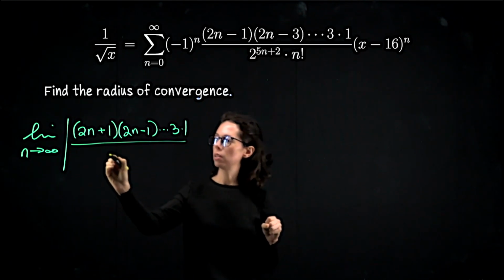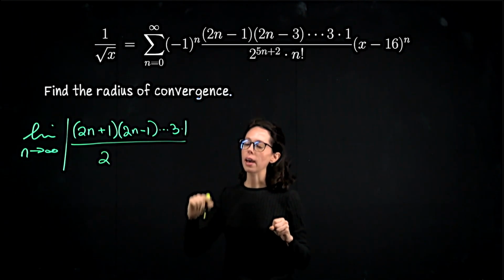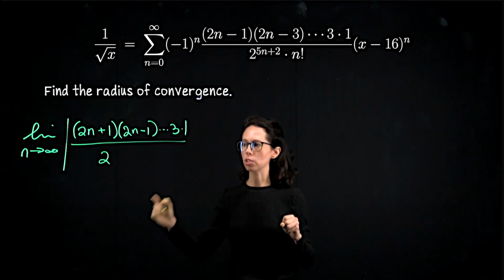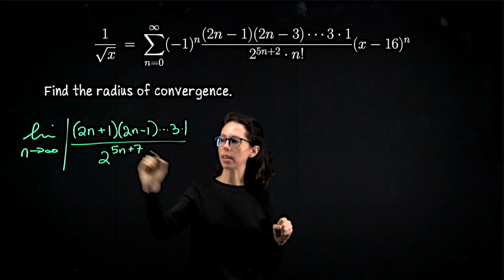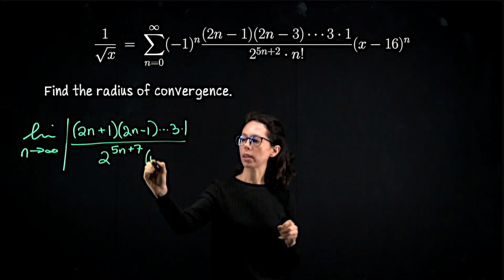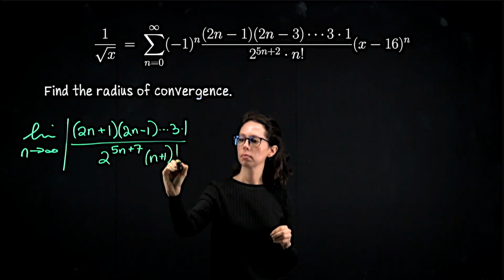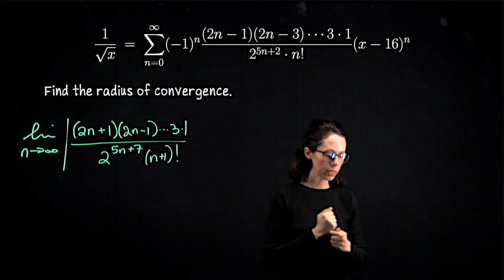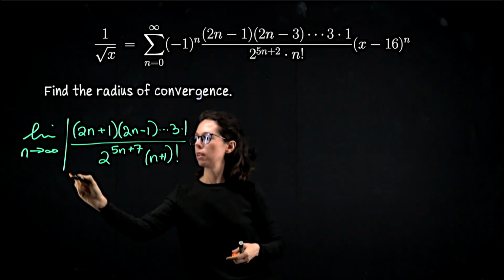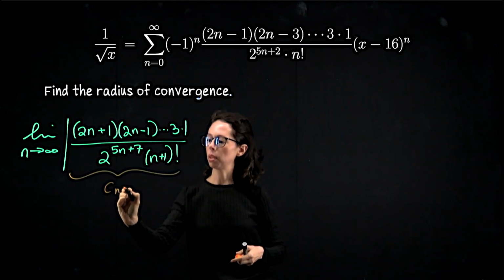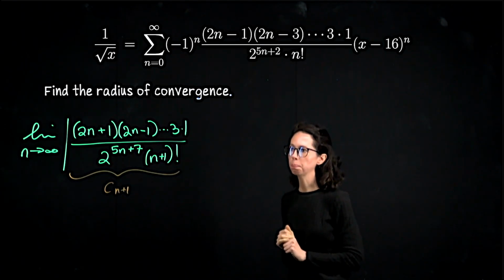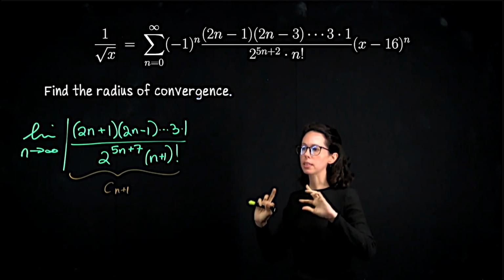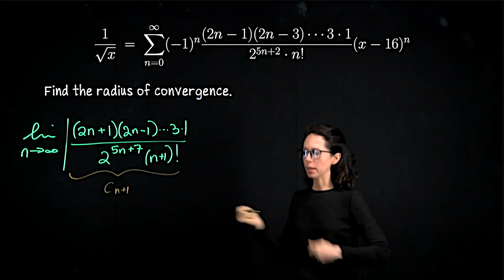So that's going to be 2 to the 5n plus 5 plus 2. So 5n plus 7 times n plus 1 factorial. Okay, so this whole expression is what we can think of as Cn plus 1. So everywhere I had n, I replace it with n plus 1. Now let's multiply by the reciprocal to divide by Cn.